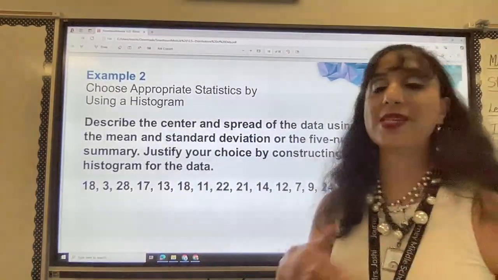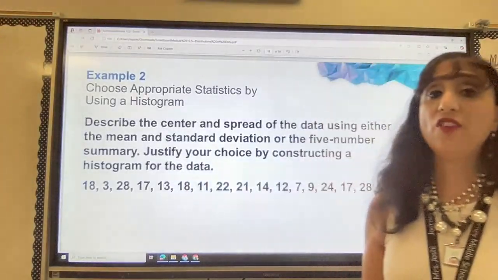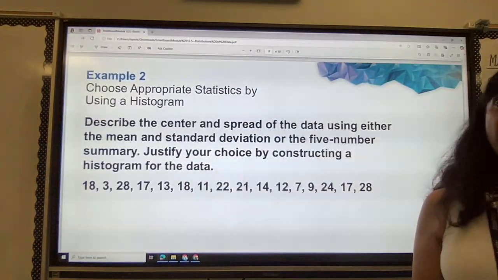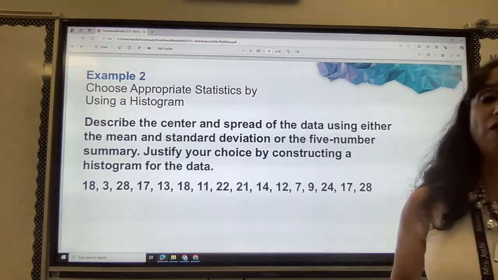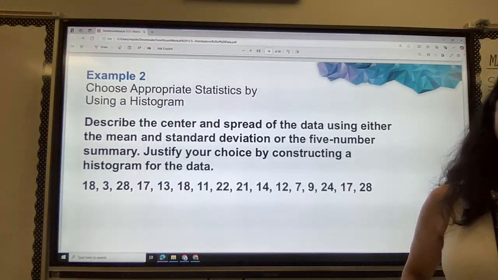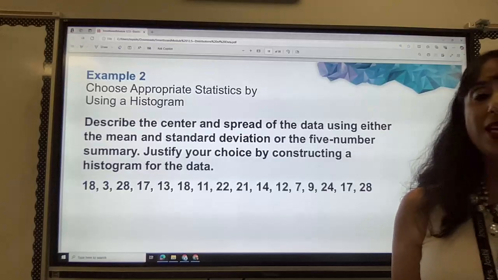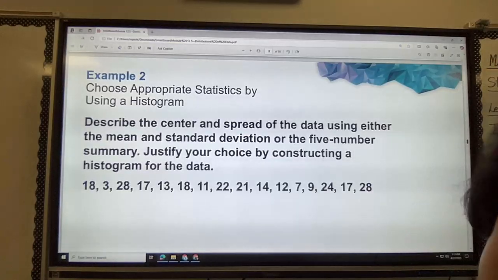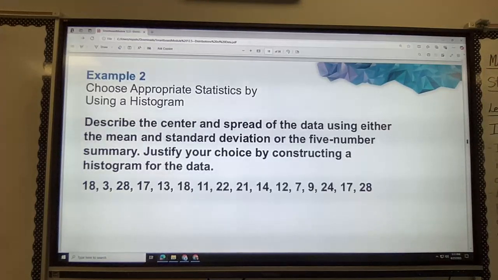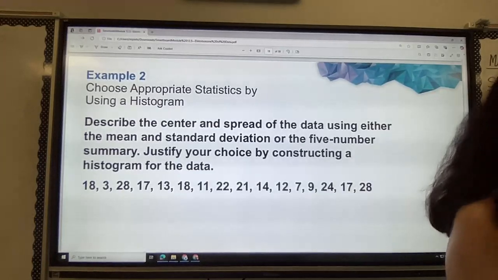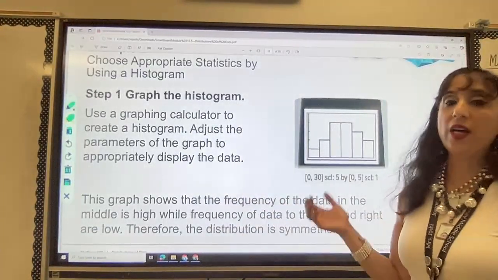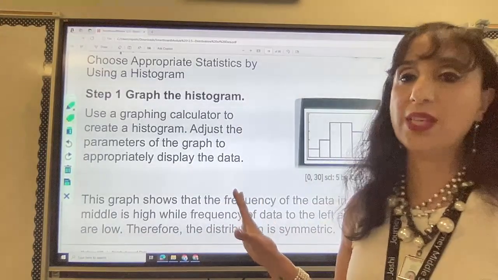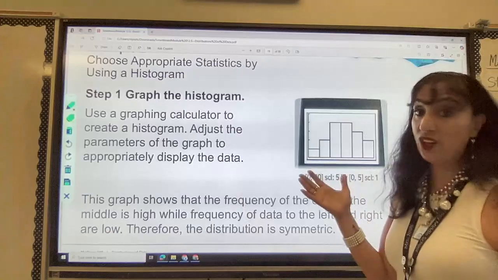Once again, as I told you, this whole thing is very technology based, and we're describing the center and spread of the data using either the mean and standard deviation or the 5-number summary. And we're going to justify our choice by constructing a histogram for the data. So once again, I'm going to show you with the scientific calculator, but I'm also going to show you what I created with the box plot maker. With the scientific calculator, I'm going to show you a histogram. So with that data that I just showed you, this is what happens when you put it into a graphing calculator, sorry.